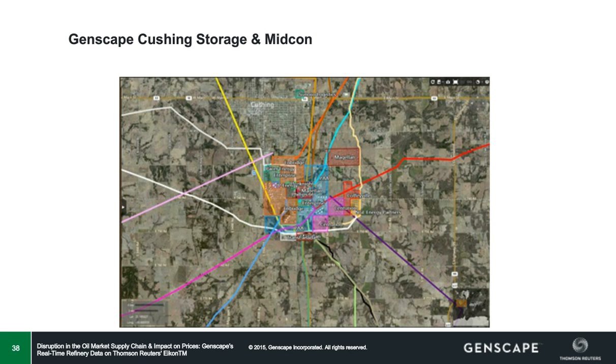Now that's changed significantly over the last 15 months. We've seen almost 3 million barrels of total pipeline capacity added both in and out of Cushing, Oklahoma.